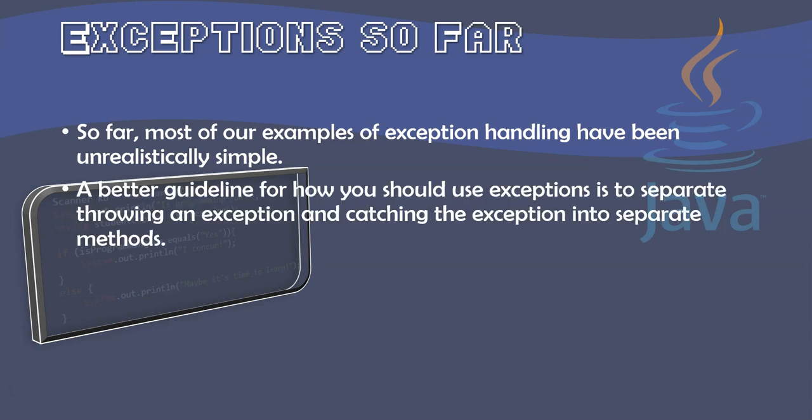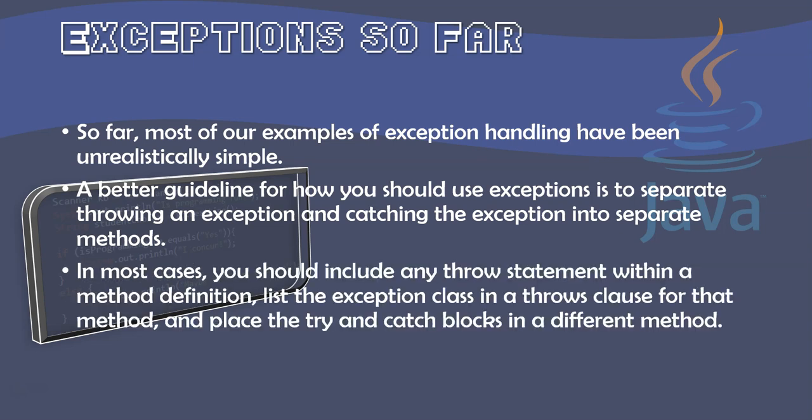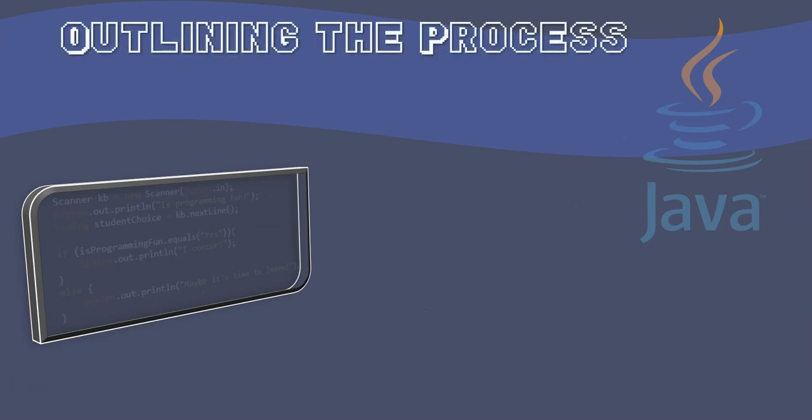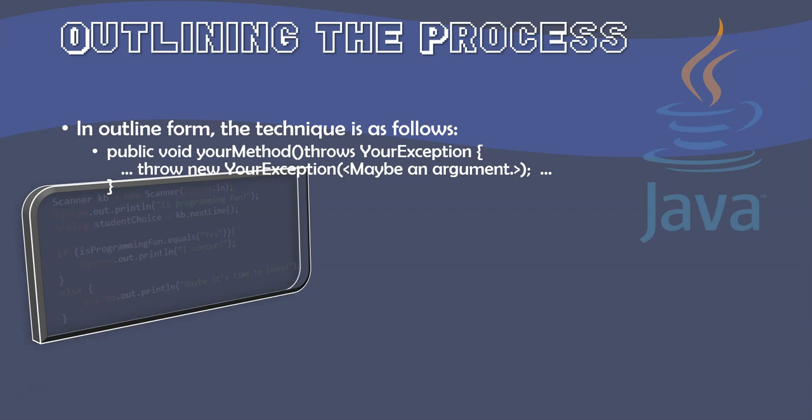A better guideline for how we can use exceptions is to separate throwing an exception and catching the exception into separate methods. In most cases, you should include any throw statement with a method definition, list the exception class in a throws clause for that method, and place the try-catch blocks in a different method. So let's outline the process just a little bit here. In outline form, the technique would be as follows.